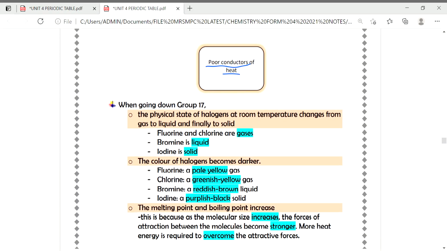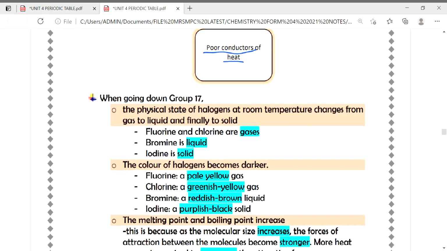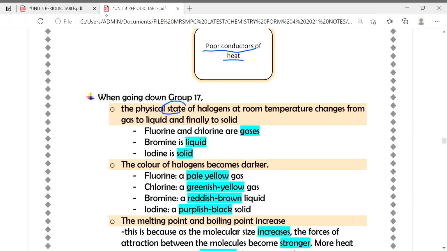So when going down group 17, apa yang kita boleh tengok? The physical state. State yang kita dah pernah belajar dalam chapter 2, kita ada solid, liquid and gas. The physical state of halogens at room temperature changes from gas to liquid and finally to solid. For example, fluorine and chlorine are gases, followed by bromine, a liquid, and iodine is a solid. This is when we go down the group.